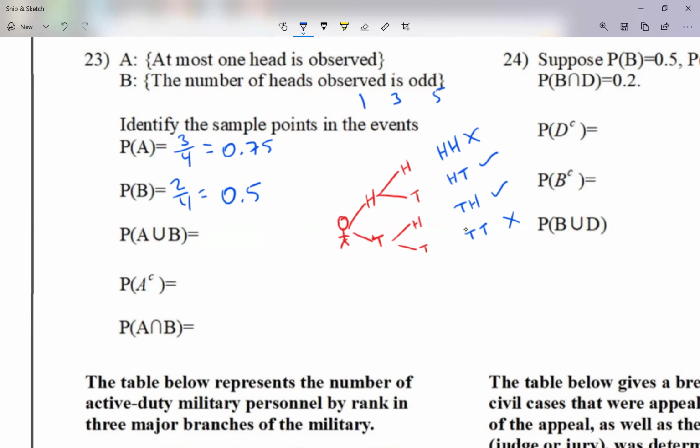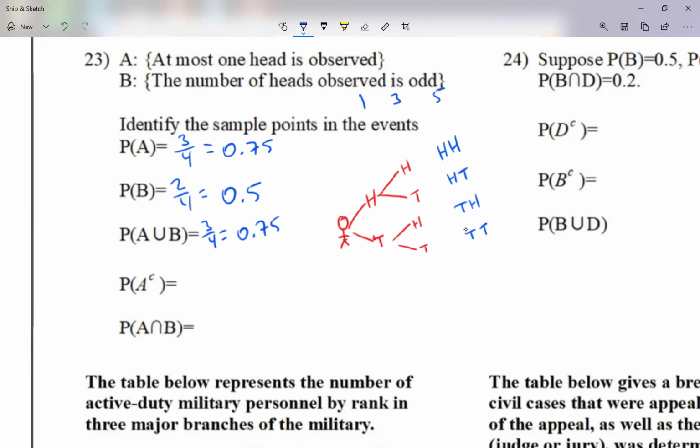The probability of A union B. Okay. So all combined, 0.75 plus 0.5. So let's take a look. What's the probability that at most 1 head is observed? So 1 or 0 heads. Here, here, here. And then B, the number of heads observed is odd. Here and here, but they already had a check mark, right? So I mark them, and I'm gonna say that's 3 out of 4 cases. So 0.75.